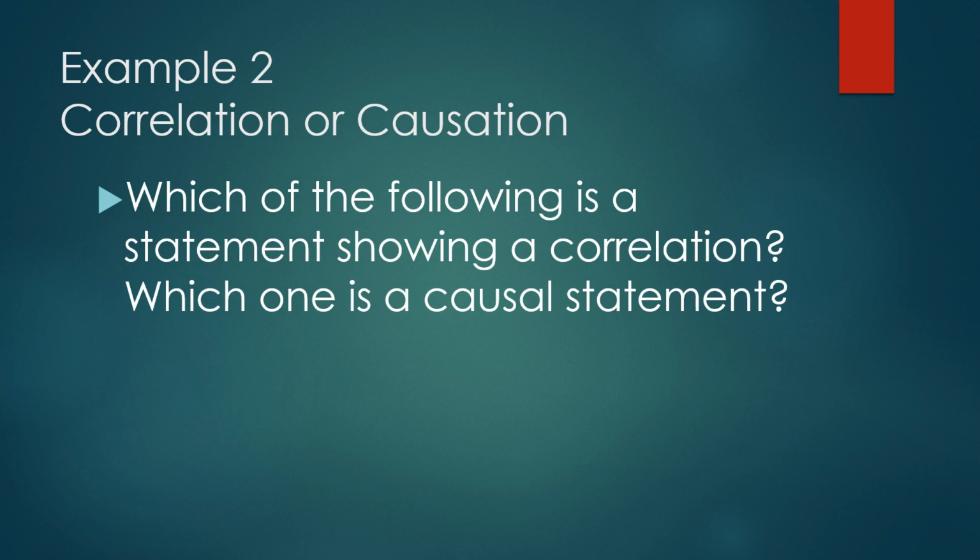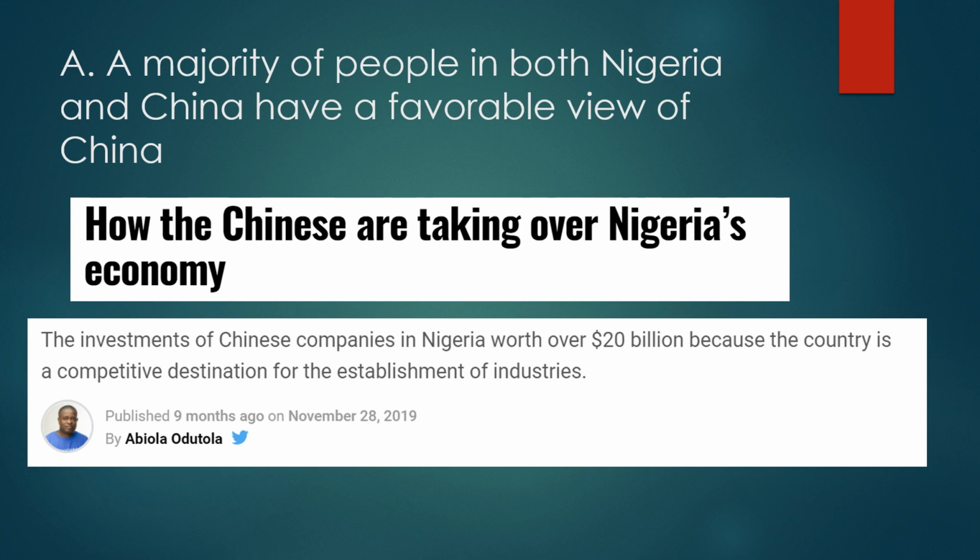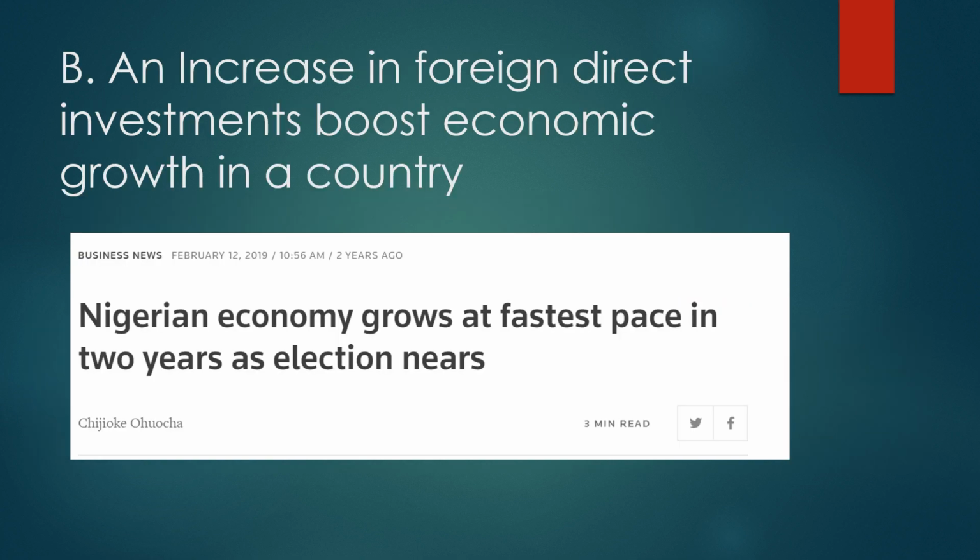All right, example 2, correlation or causation. You have to figure out which of the following statements shows a correlation and which one shows a causal statement. All right, A: A majority of the people in both Nigeria and China have a favorable view of China. We have a couple of headlines here: how the Chinese are taking over Nigeria's economy, as well as the investment of Chinese companies in Nigeria. And then we have our B statement: an increase in foreign direct investment boosts economic growth in a country. Again, an increase in foreign direct investment boosts economic growth in a country. So which one is a correlation and which one is a causation?